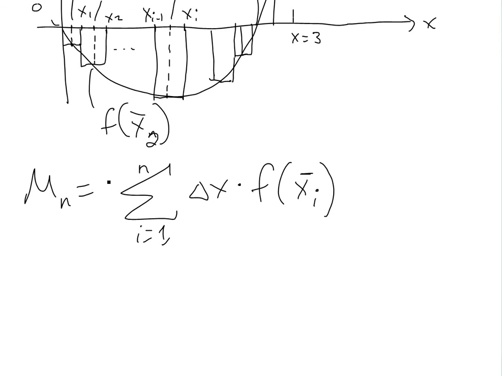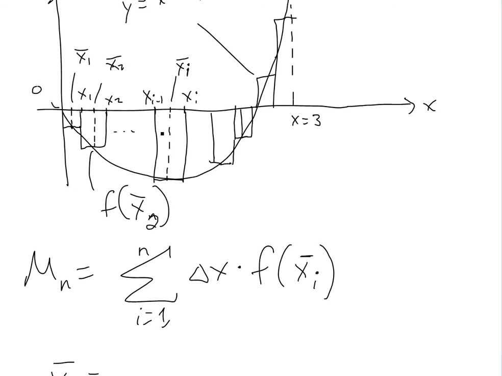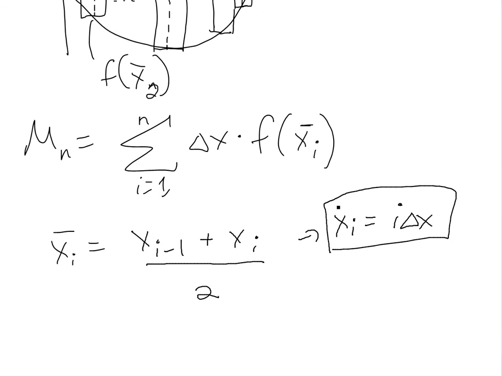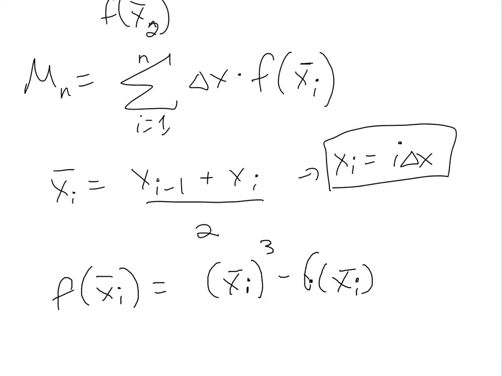So in this case, we know that the midpoint is just the average. So xi prime is going to be equal to the average of these two, and the average is just summing up divided by 2. So we're going to have xi minus 1 plus xi divided by 2. And we know xi is just equal to i times delta x. We know f of xi is just going to be whatever this average point was, to the power of 3 minus, this is going to be times 6.